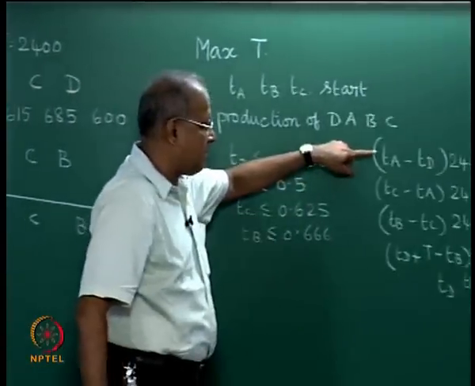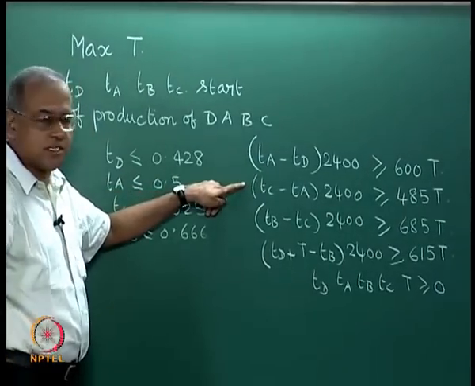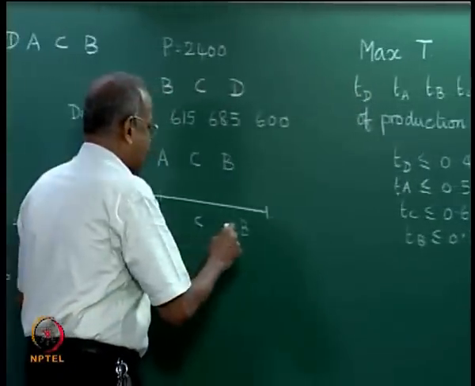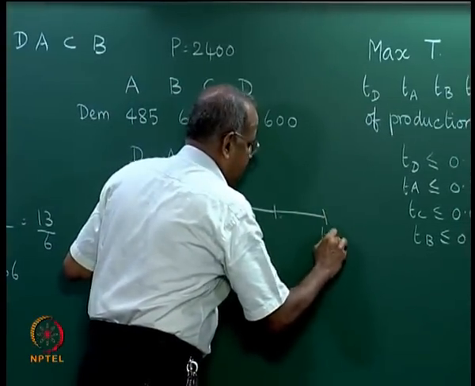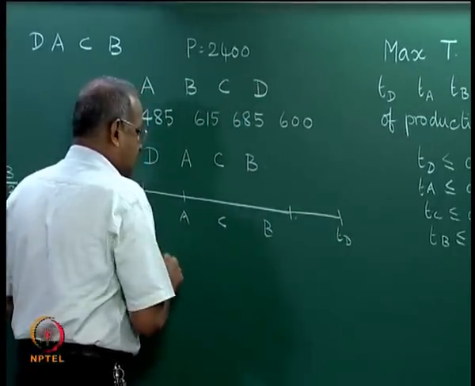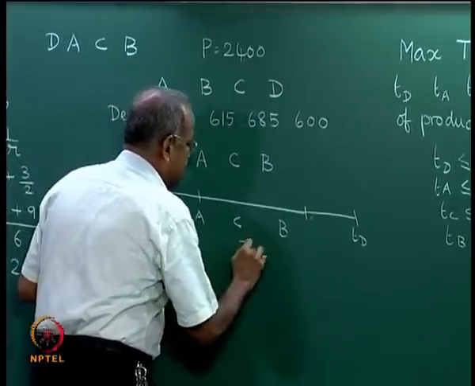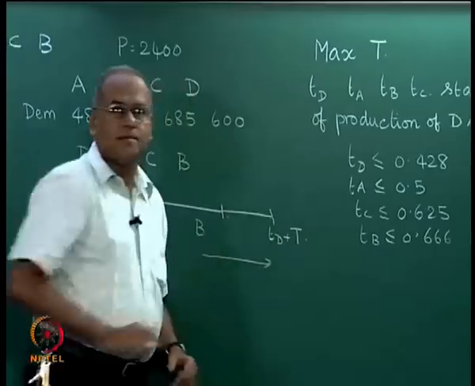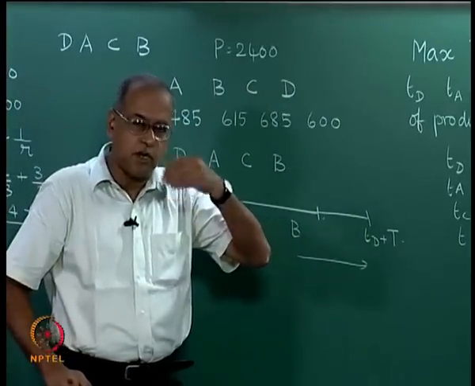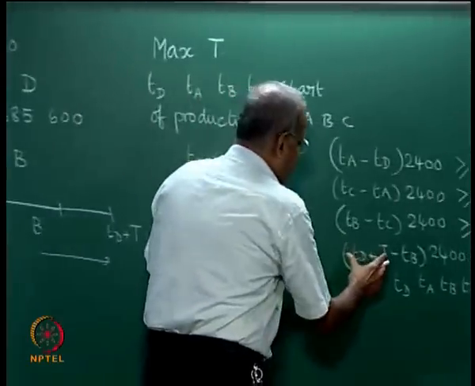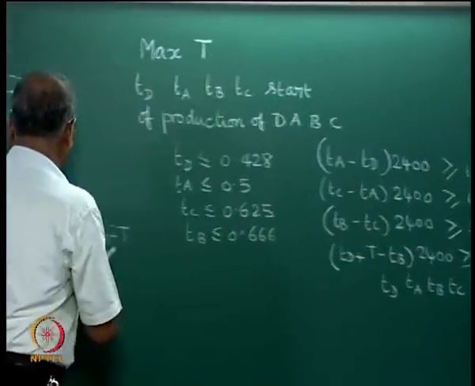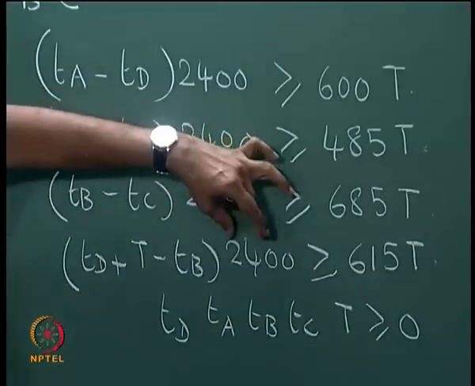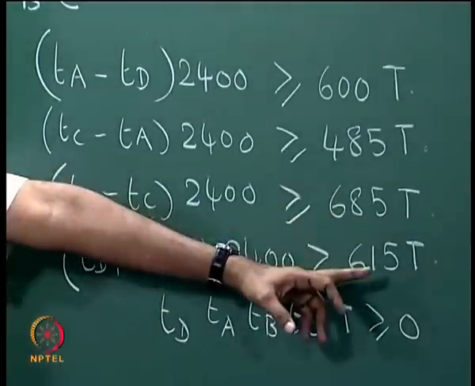Similar explanations can be given for the production of A and C, and production of B will start at TB and then again the next cycle of D will happen, and therefore, this is the entire cycle which is T that goes up to this. So, TD plus T is the time at which D's production starts again. So, TD plus T minus TB, this much is the length of time of production of B. So, the total production of B should be greater than or equal to the total demand of B during this period.